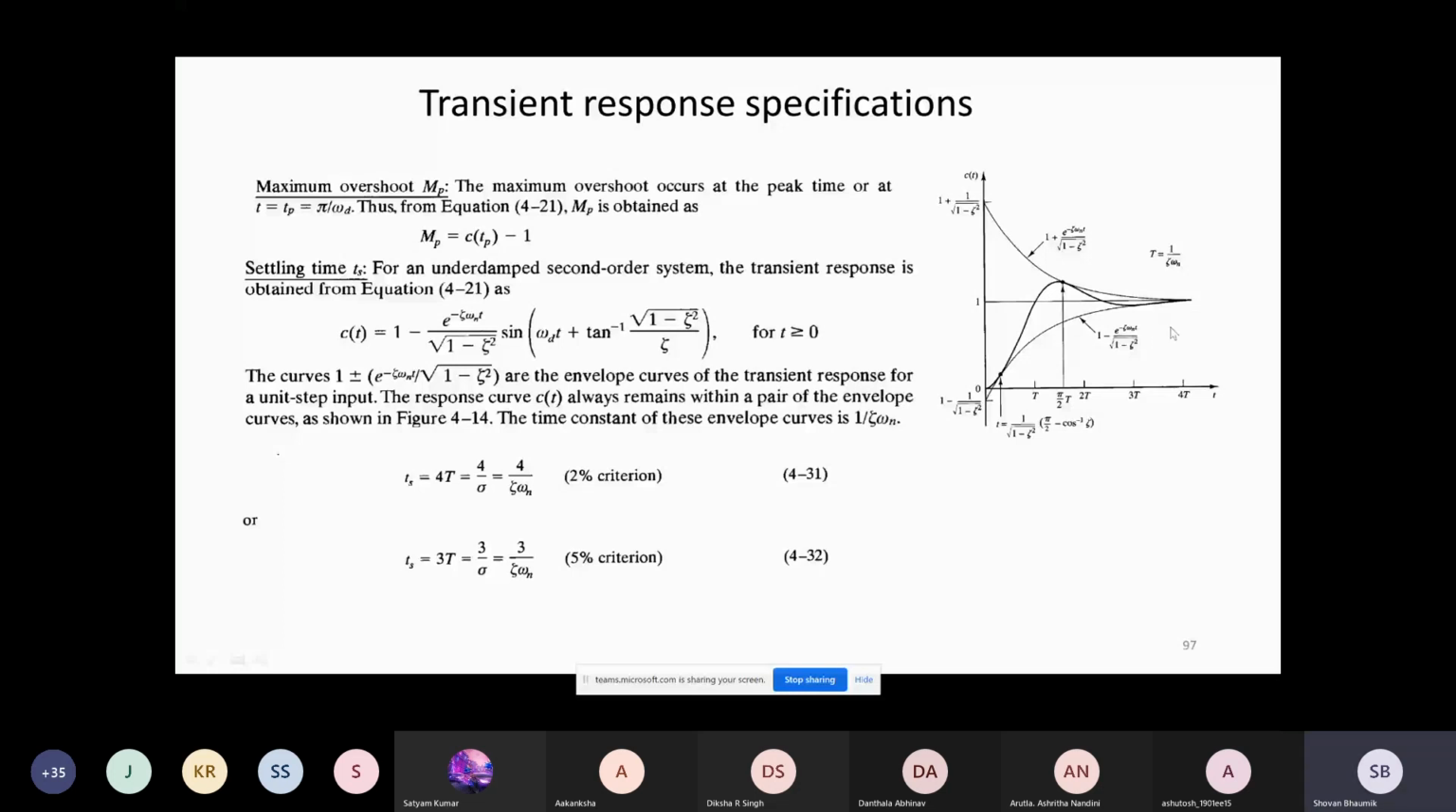So when we do that, we see that the expression for T_s with the 2% criteria is 4 by zeta omega_n, and with the 5% criteria T_s will be equal to 3 by zeta omega_n. So if we know zeta and omega_n, we can easily calculate the settling time with the 2% criteria or 5% criteria.